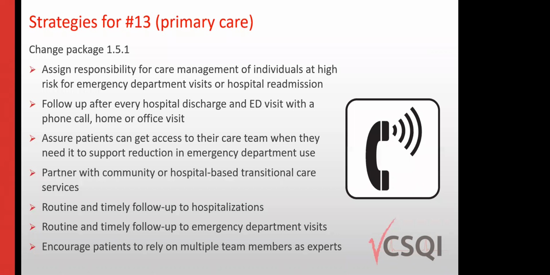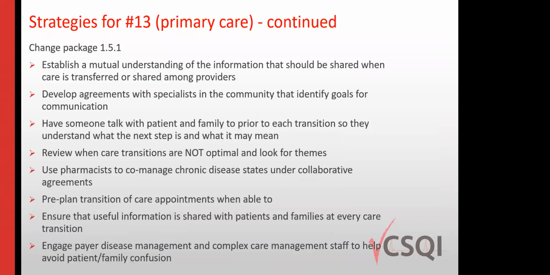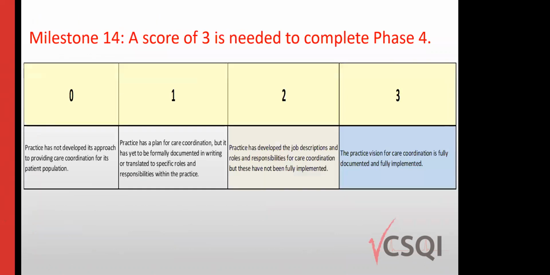And finally, milestone 14, the extent to which the practice clearly defines care coordination roles and responsibilities and has implemented these practices within the practice. A score of a 0 would indicate that the practice has not developed its approach to providing care coordination for its patient population. This might be typical in a newly established practice where you're still bringing on staff and just haven't had time to talk about this in detail as yet.